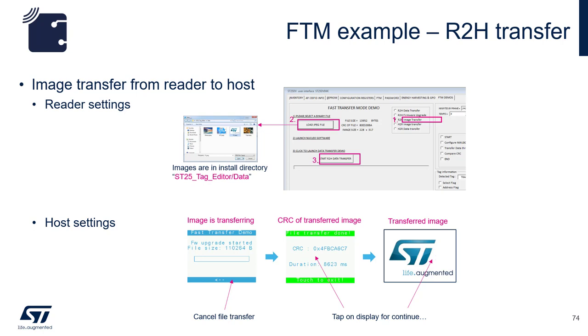After clicking the R2H Image Transfer radio button, choose an image in the data folder, which is located in the ST25 Tag Editor directory. Once the button Start R2H Data Transfer is clicked, the transfer will start and progress will be shown via a status bar. After completion, CRC and duration will be displayed.